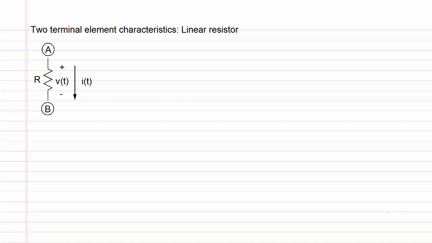We begin with two-terminal element characteristics and define the linear resistor first. The symbol for the resistor is shown on screen. The value of the resistance is written right next to the resistor as R, as shown on the screen. The resistor is connected between nodes A and B and has a voltage v(t) and a current i(t) associated with it. Notice that the voltage and current follow the passive sign convention.